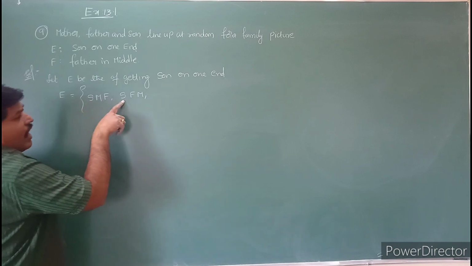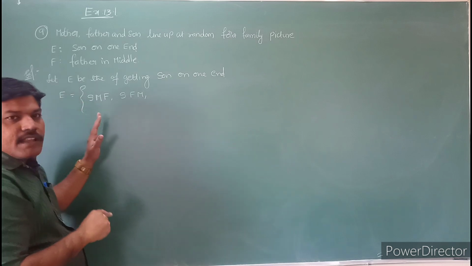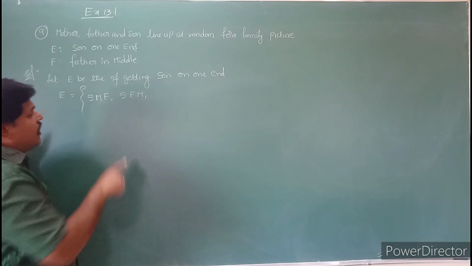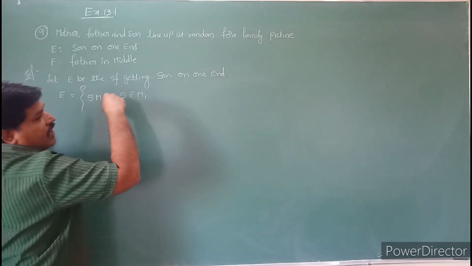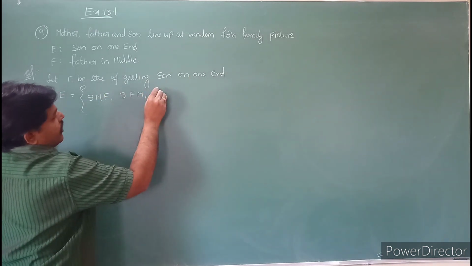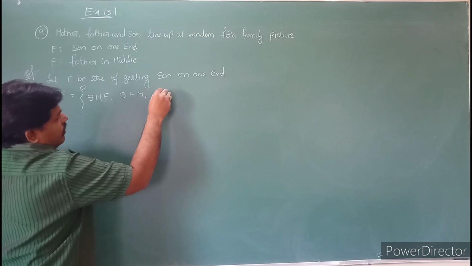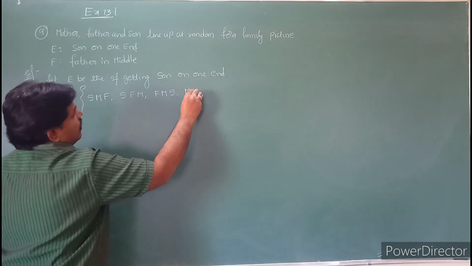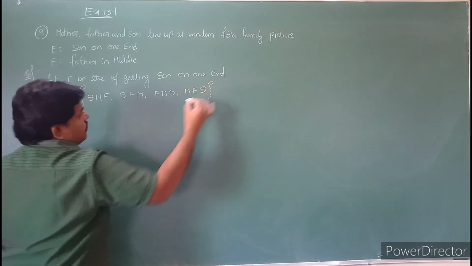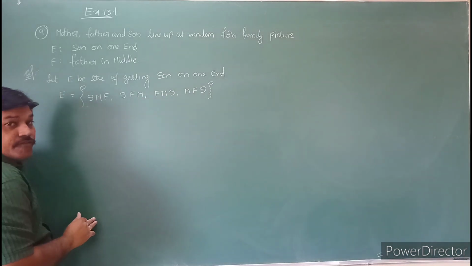The son has to stand at one end. That means I am taking him at the left side. Mother and father we can shuffle. Next, you can take the son on the right side. So that is father and mother and son, or mother, father and son. So E is equal to {MFS, FMS}... E = M, F, S.